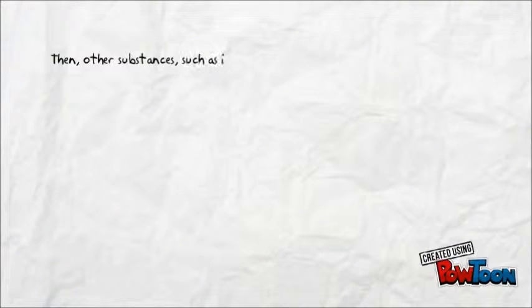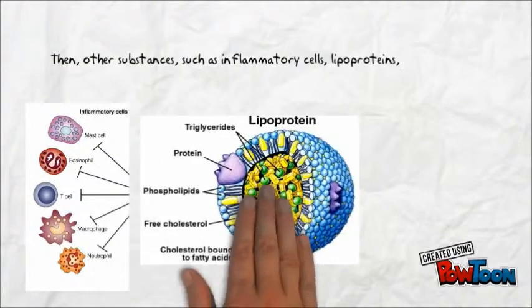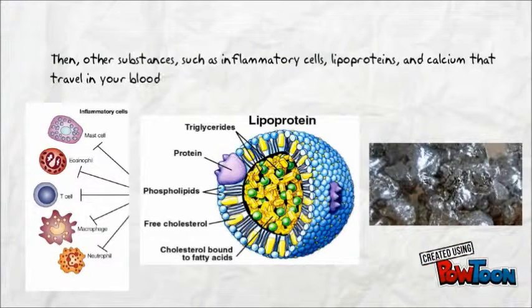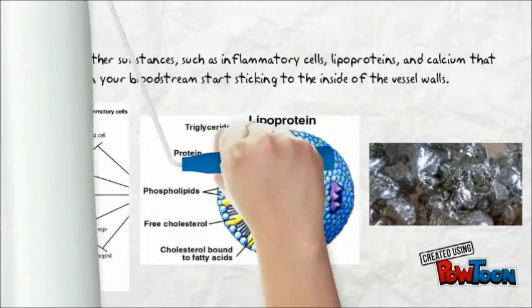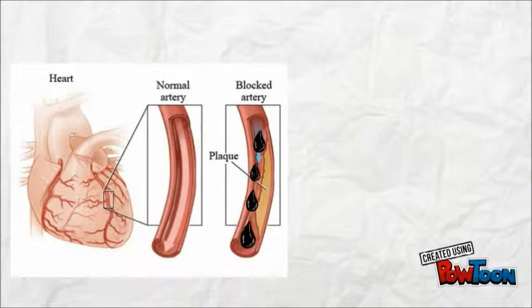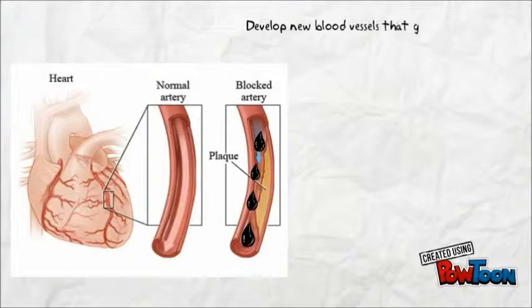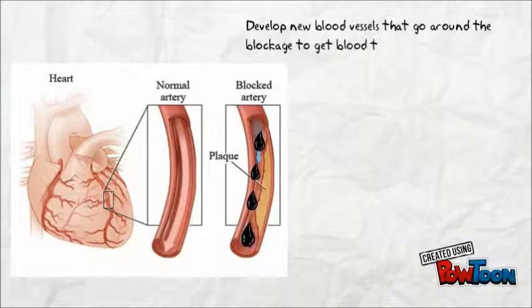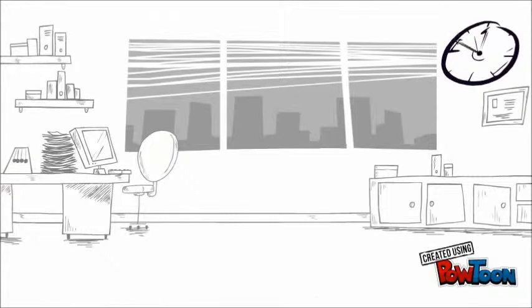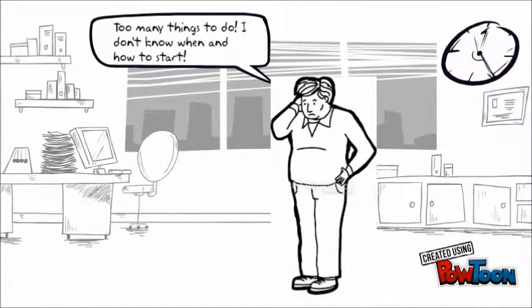Then other substances such as inflammatory cells, lipoproteins, and calcium that travel in your bloodstream start sticking to the inside of the vessel walls. Eventually, a narrowed coronary artery may develop new blood vessels that go around the blockage to get blood to the heart. However, during times of increased exertion or stress, the new arteries may not be able to supply oxygen-rich blood to the heart muscle.